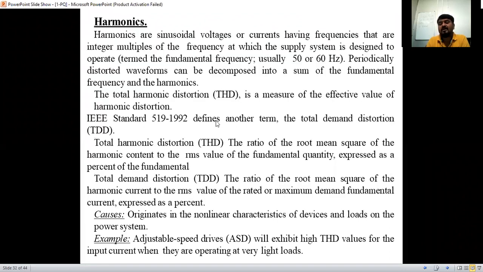Next, harmonics. That is a very important thing. Here we are going to discuss harmonics.